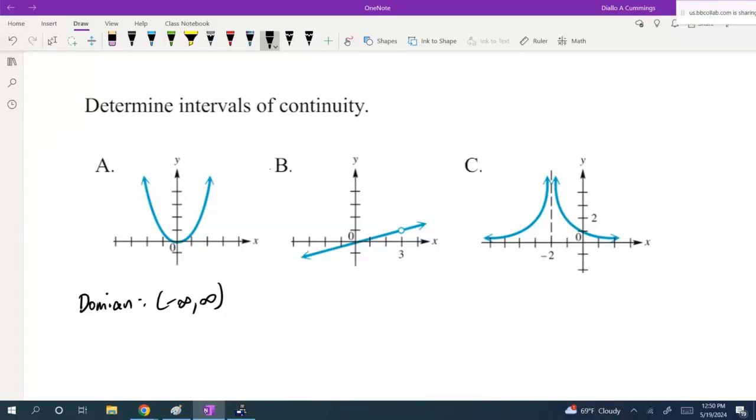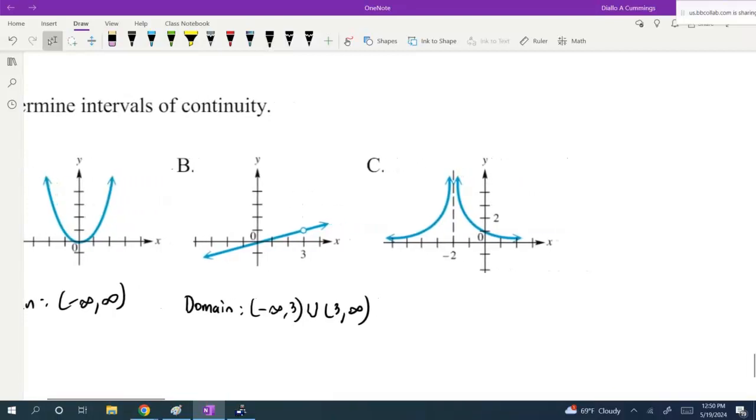If I look at my second graph, it actually has a hole in it, so I have to account for that hole. So I can trace the graph from negative infinity to 3. Then I have to take my pencil off of the paper at 3, and I can put it back on at 3. So I'm going to use union 3 to infinity.